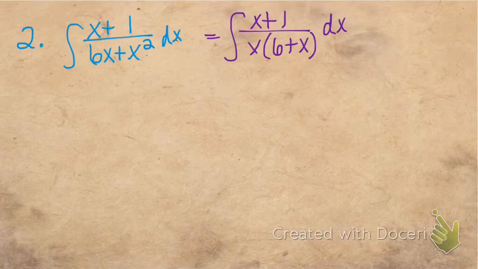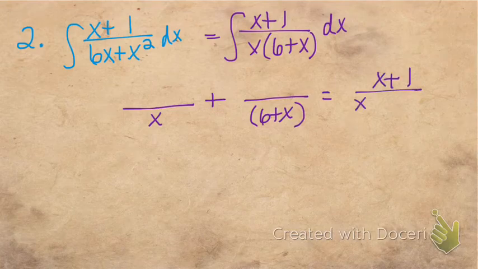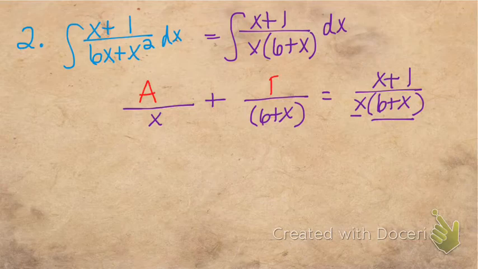Now, to solve for the integral, there's this process called partial fractions that helps us rewrite it as a sum of fractions. So forget about the integral for a little bit. We're going to say that something over x plus something over 6 plus x is going to equal x plus 1 over x times 6 plus x. I got the x and the 6 plus x from the factors. We're just going to put an A and a B here. If there was another factor, you would put a C. We don't know what numbers those are. So what you do is you try to solve this equation.